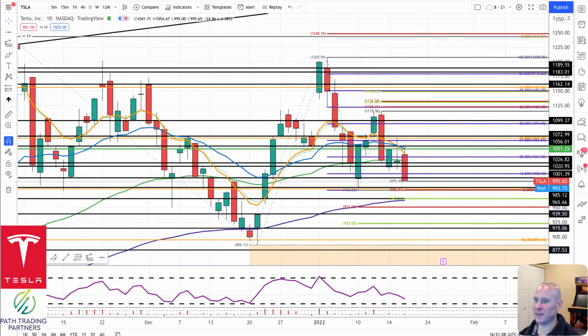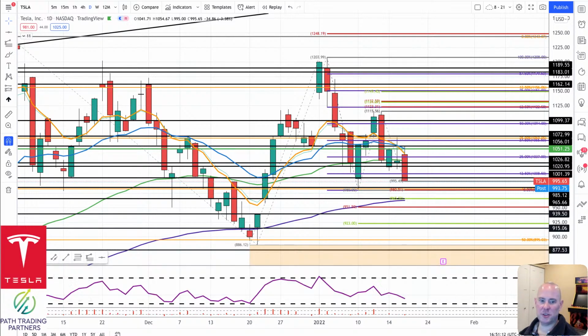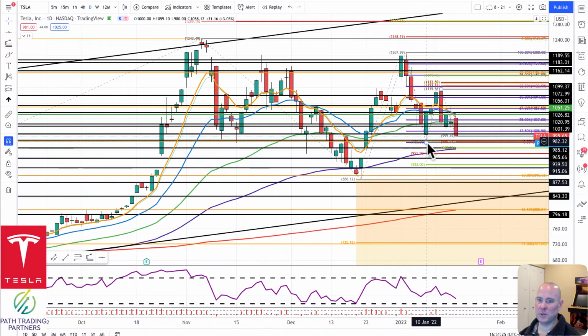Let's see. If the 980 price is completely broken, the structure will change. If this is a very key low, I will be watching for that break on a closing basis, but even intraday. But a close below 980 on a closing basis, I tend to agree with you. And we could be seeing another cascade, at least a 3-leg down move there.